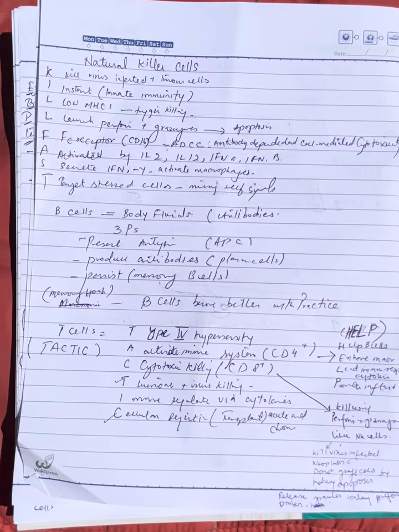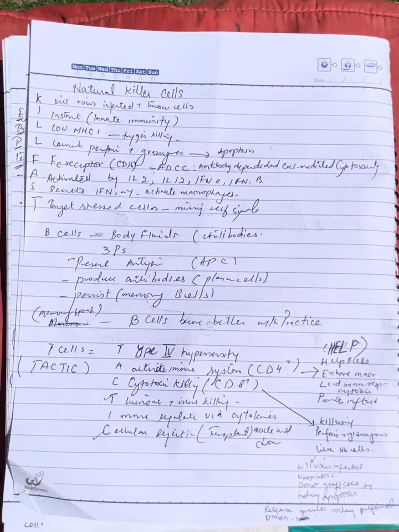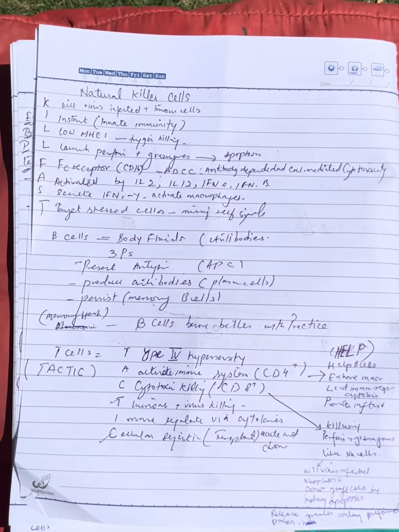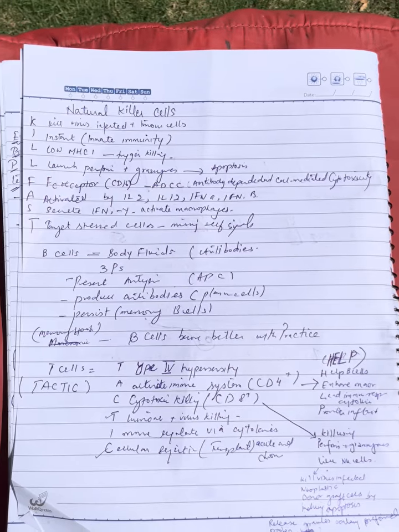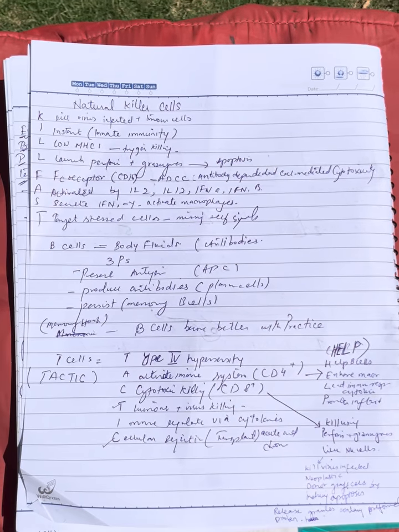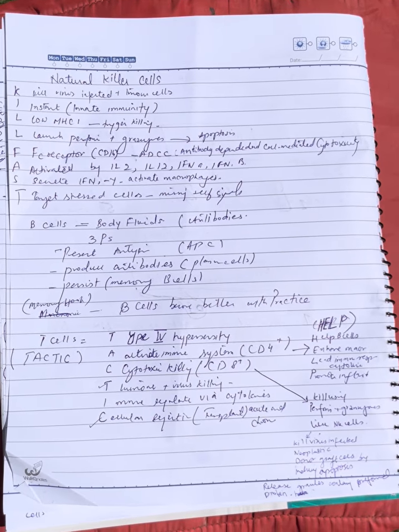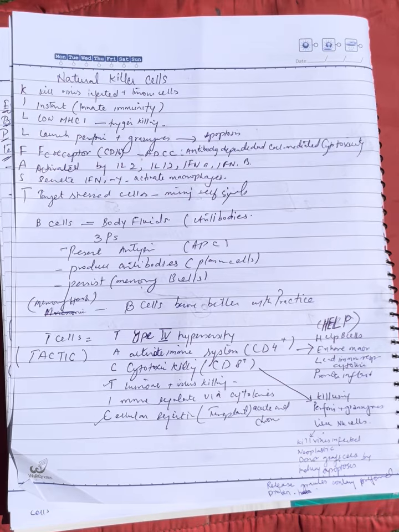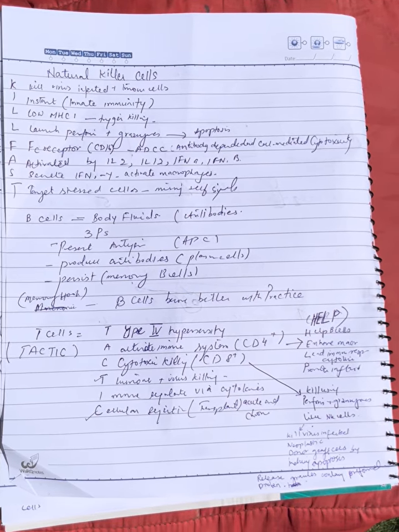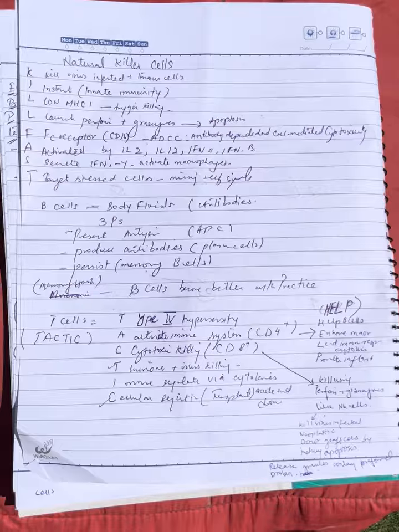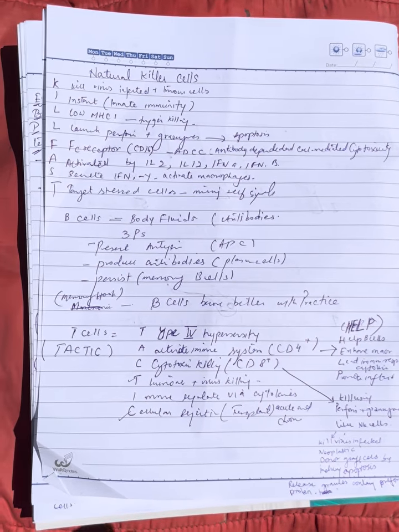C is for cytotoxic killing, that is CD8, which is responsible for killing using perforins and enzymes like natural killer cells. They kill virus-infected cells, tumor cells and donor graft cells by inducing apoptosis, and they also release granules containing perforin. Then the next is T. T is for tumor and virus killing. I is for immune regulation via cytokines. C is for cellular rejection, that is transplant, acute and chronic. So TACTIC is the mnemonic for the T cells.